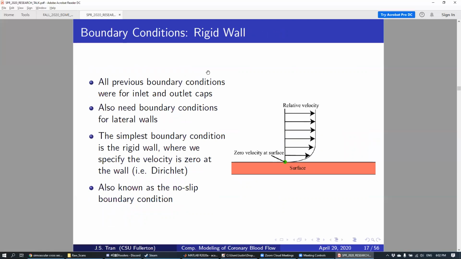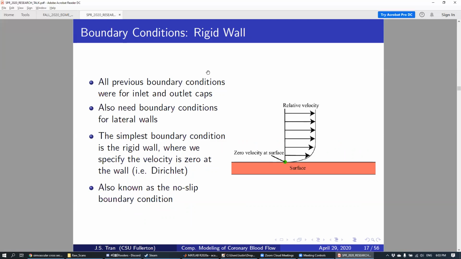I also want to talk about the boundary conditions that we have to specify on the walls. By walls I mean basically the lateral surface of the vessels. The most common condition that we see here is called a rigid wall condition. What this basically specifies is that the velocity of the fluid as it touches the wall has to equal 0. So we're saying that the walls are not moving, and that any fluid touching the wall also has 0 velocity.